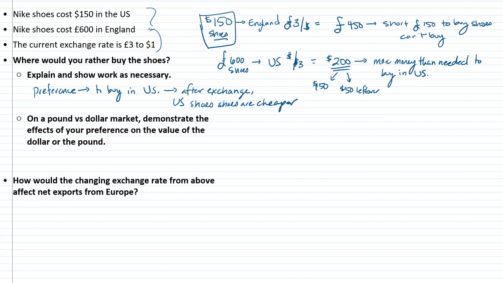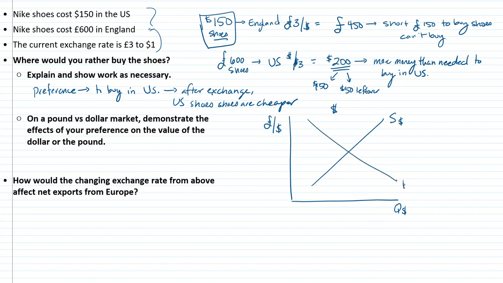So next question, well, what's that going to do on an exchange rate market? So we can draw a quick exchange rate market. I'm going to use the dollar here. So on the vertical axis, we'd have pounds per dollar, and on the horizontal axis, we'd have the quantity of dollars. And we know that we're starting at an exchange rate of 3 pounds per dollar, and that gives us Q1, right?